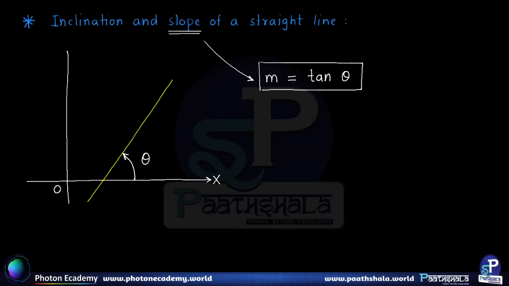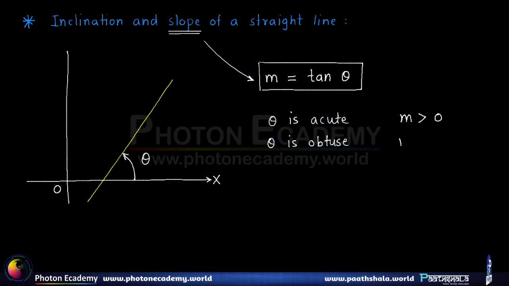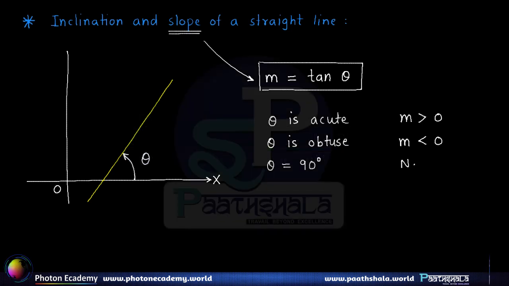It's clear that if theta is acute, that is less than 90, then clearly the slope will be a positive number. Now if theta is obtuse, that is more than 90 but less than 180, then slope will be negative because tan of any obtuse angle is negative. What happens when theta is 90 degrees precisely? In this case we know that tan of 90 degrees is not defined, so therefore here the slope is not defined. So that is about the inclination and slope of a line.